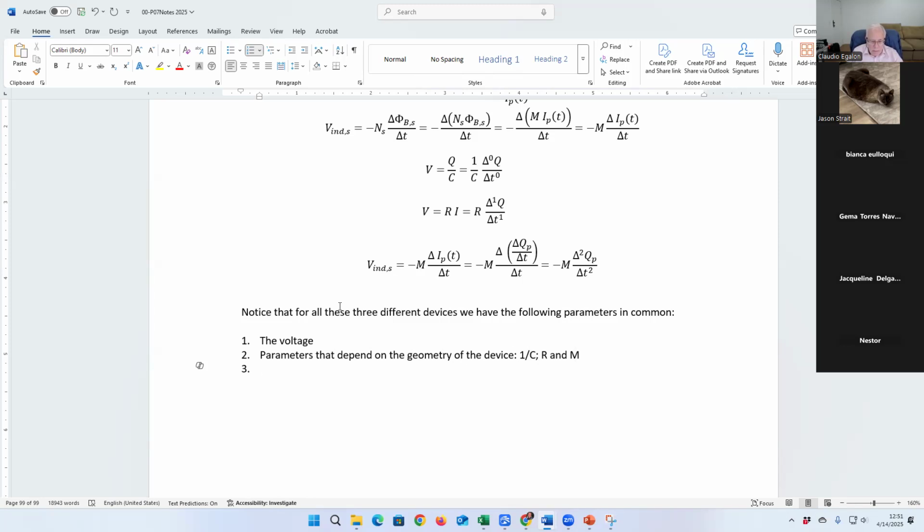And 3, the powers of the operator, delta T. I'm going to put the power n of the operator. So you have all those three connections between those three devices. Okay?